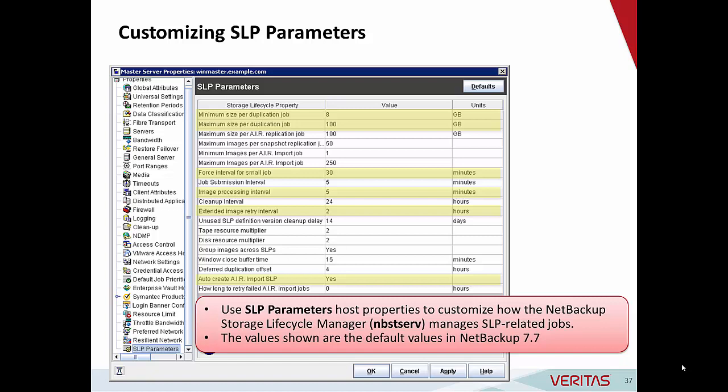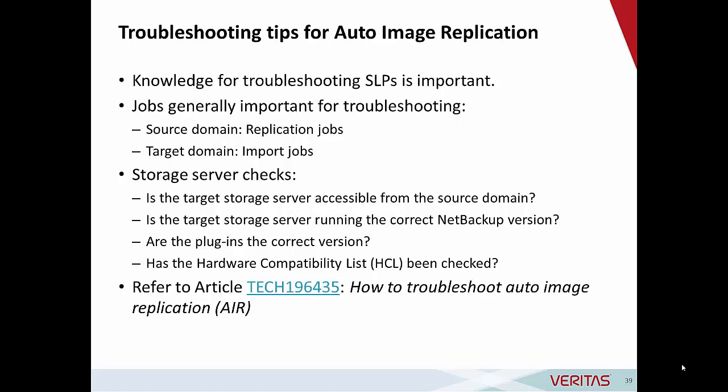Anything that has to do with the behavior of replication operations should be configured in the source domain. Anything that has to do with import operations, parameters should be adjusted in the target domain. Remember that the different master servers will have their own catalogs and their own SLP parameters set. In terms of troubleshooting tips for AIR, a general knowledge of troubleshooting storage lifecycles is very helpful. And like we were saying before, make sure you're troubleshooting in the correct domain. Do investigation for replication job issues in the source domain. Do investigation for import issues in the target domains.